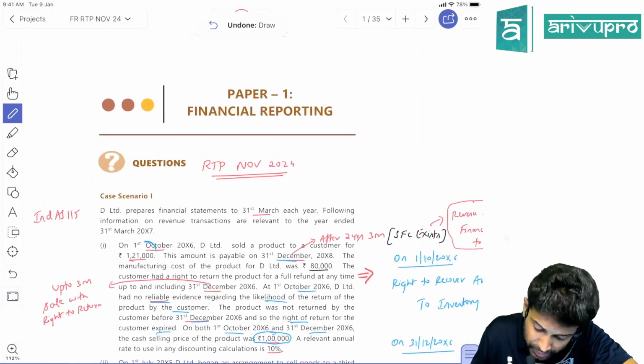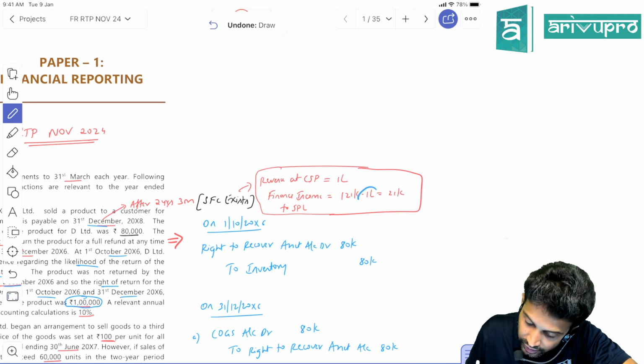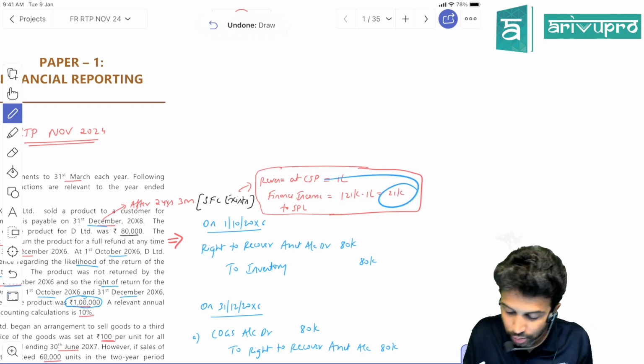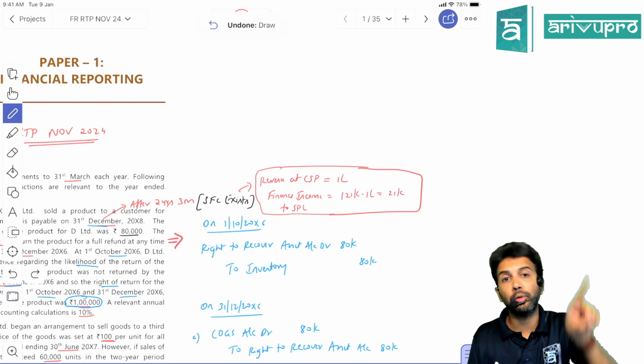No. The transaction price is 1,21,000. So transaction price is 121. Okay, your cash selling price is 1 lakh. So the difference between these two is your interest income. 21,000 is the interest income which you will book as a finance income or interest income to SPL account.